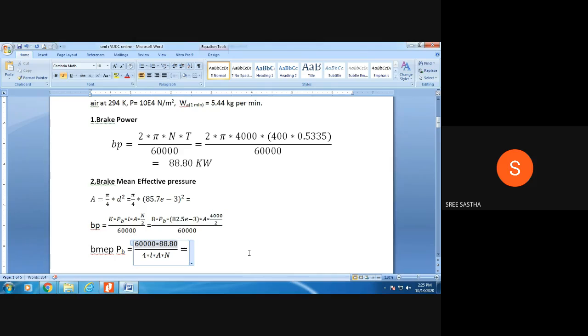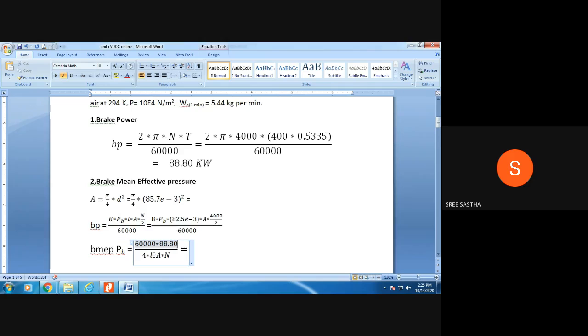Okay. So, just substitute into the formula. If I'm using this formula, it is understood that BP will be in kilowatt and mean effective pressure will be Newton per meter square. Since it is a kilowatt, you should not confuse. It will be kilonewton per meter square because for BP, I have accounted for the 60,000 here.